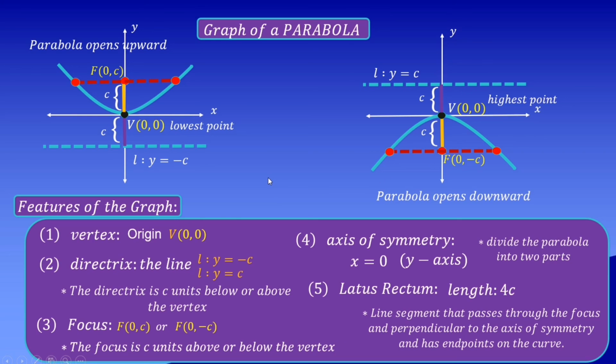And for the parabola opens upward, so overall the equation of the parabola is x squared is equal to 4cy, and for the parabola opens downward, the equation is x squared is equal to negative 4cy. So here are the parts of the graph: vertex, directrix, focus, axis of symmetry, and latus rectum.